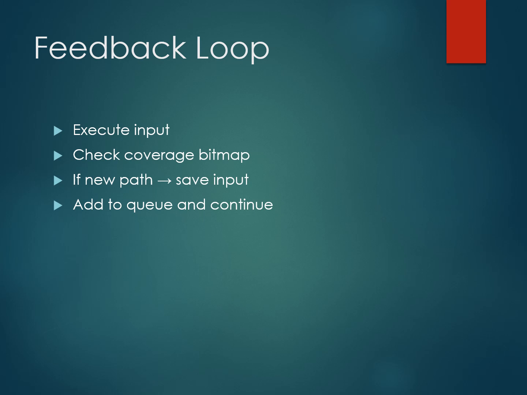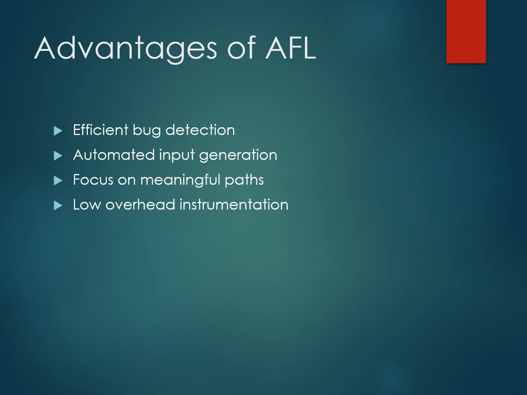Feedback loop. It executes inputs and checks the coverage bitmap. If a new path is found, it saves the input, which is added to the queue, and the process continues.